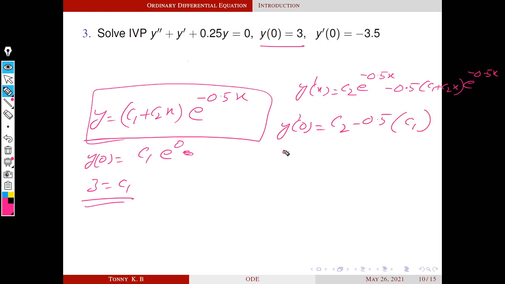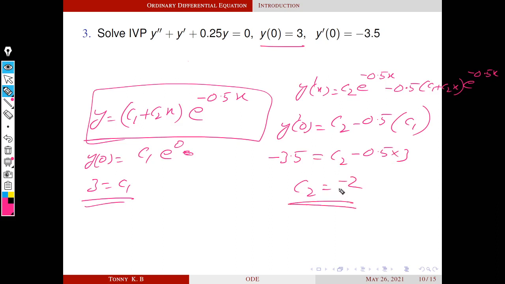What is y dash of 0? y dash of 0 is minus 3.5. So minus 3.5 equals c2 minus 0.5 c1, and c1 is 3, so you can substitute 3 here. So this becomes minus 0.5 into 3. Now you can easily find c2. This becomes minus 1.5. So c2 is equal to minus 3.5 plus 1.5, that is minus 2. So c2 is minus 2.